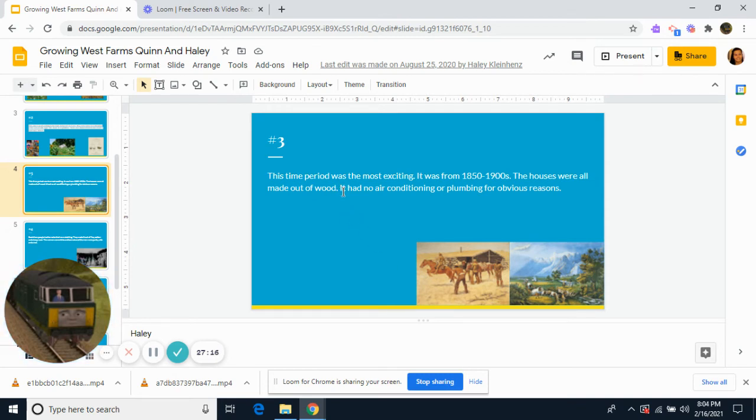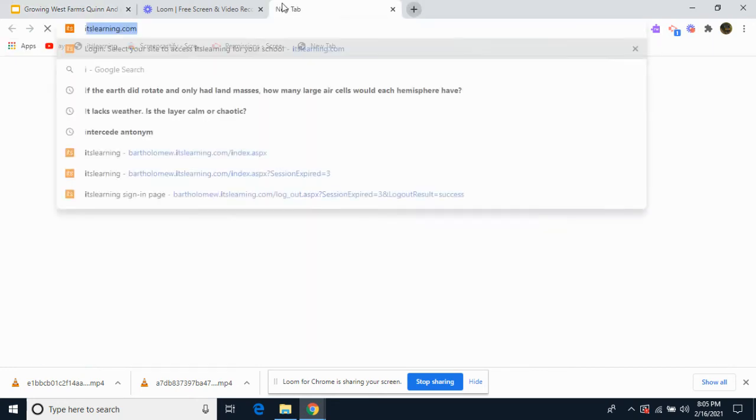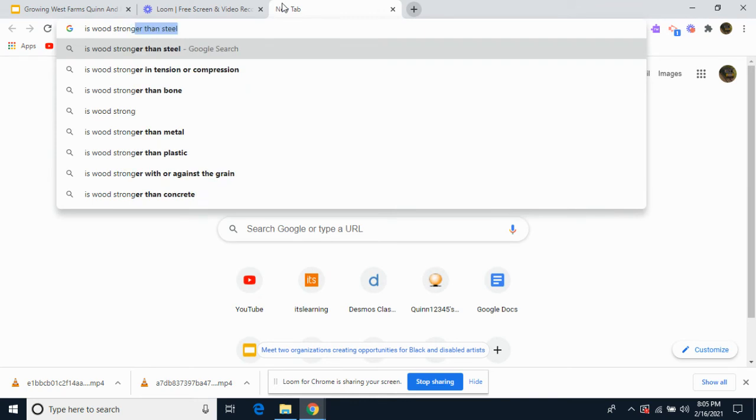The response: it had no air conditioning or plumbing, for obvious reasons, a long time ago. Yeah, the houses were all made out of wood. Okay, I'm going to look it up. Is wood strong?